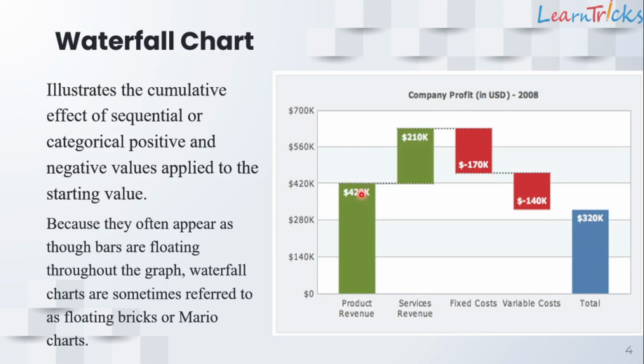So 560 minus 310, we will get 320. This is our total profit. So in this manner we have to plot the waterfall chart, and from that waterfall chart we can interpret that this is our revenue or additions, and these are our costs or subtractions, and this is our remainder, or we can say the actual profit, right? So this was for the waterfall chart.